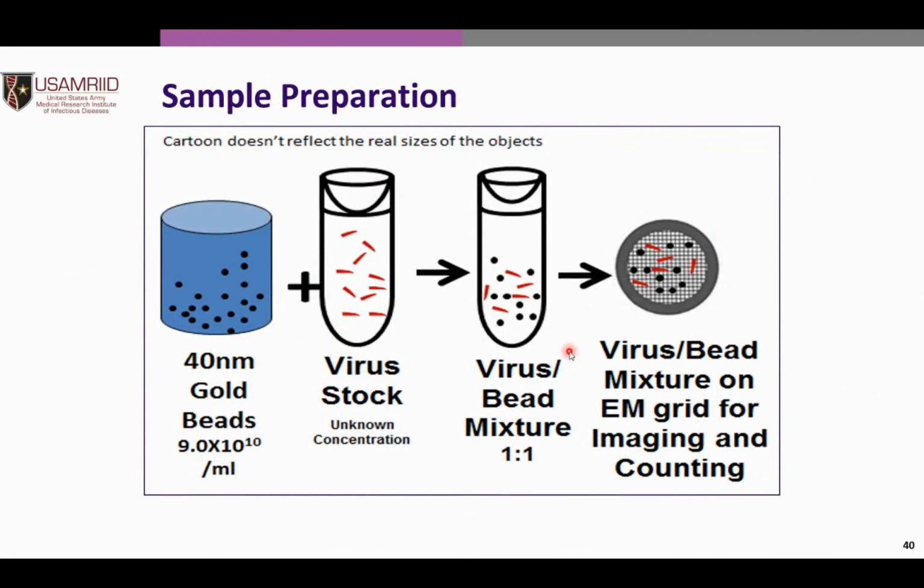For the virus quantification, what we're actually doing is mixing gold beads with a known concentration. So we've had the concentration verified. It gets verified by the producer that creates the beads, and then we also would have it verified again by an outside lab just to confirm. And then the technician would mix the gold beads 1-to-1 with a virus stock, which we don't know the concentration of. And then that's what they're going to aspirate onto the grid.